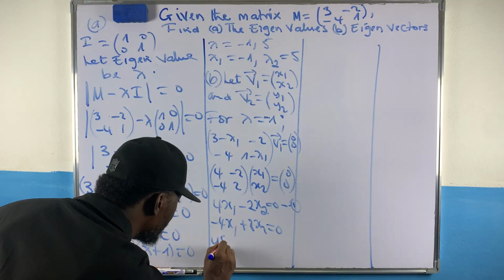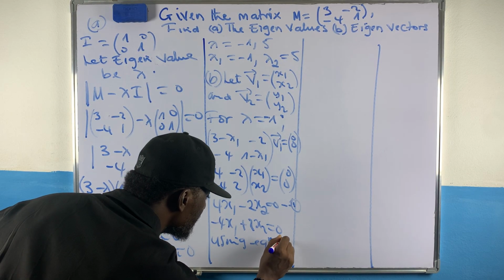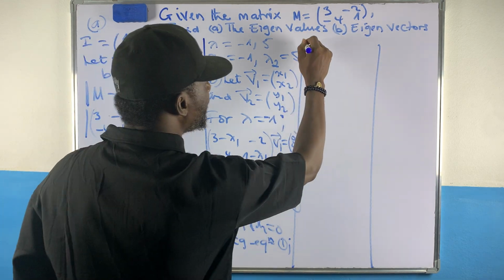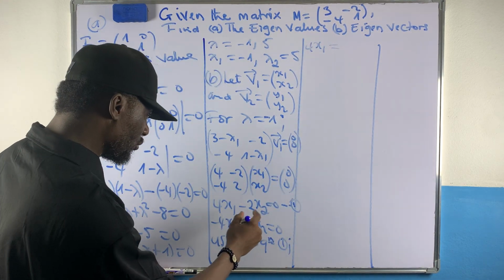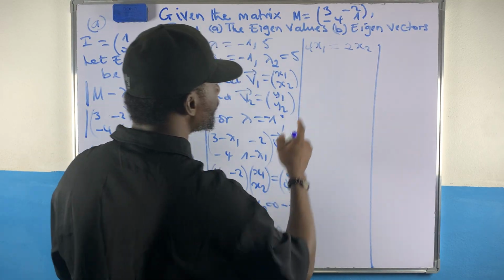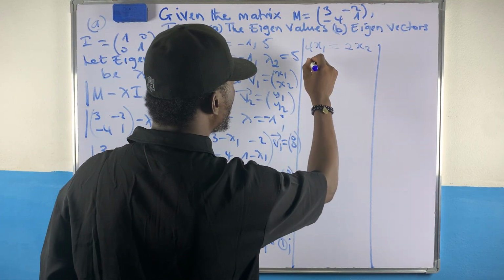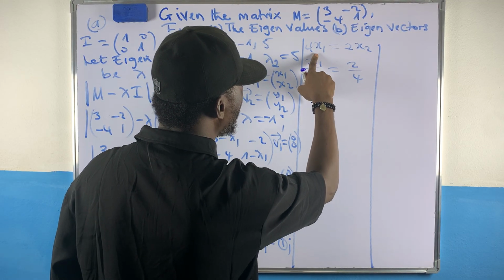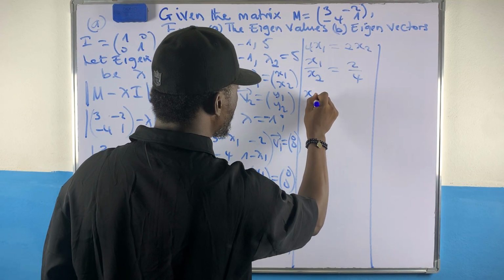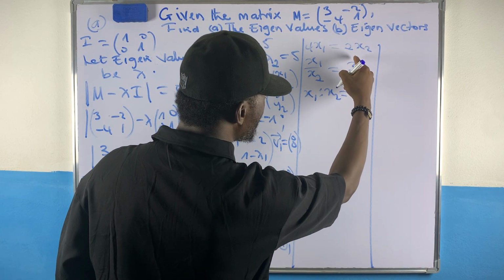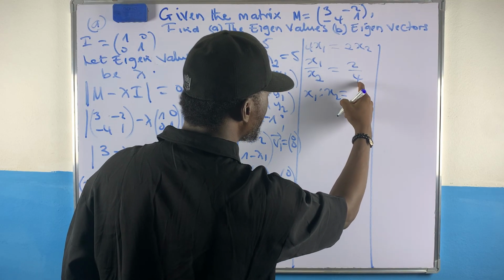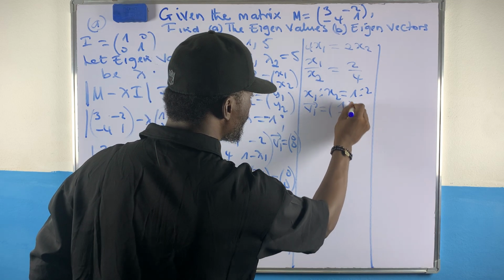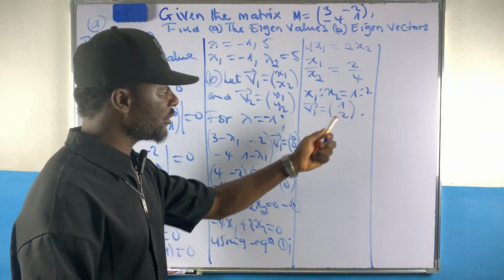So using equation 1, I will say 4x1 will be equal to 2x2. Divide all through by 4, I will have x1 all over x2 will be equal to 2 all over 4. I divided by x2, I divided here by 4. So x1 is to x2, when we simplify, here will be 1, here will be 2. So the 1 is to 2. So you see that the eigenvector v1 will actually be 1, 2. So that's my first eigenvector, which is 1, 2.